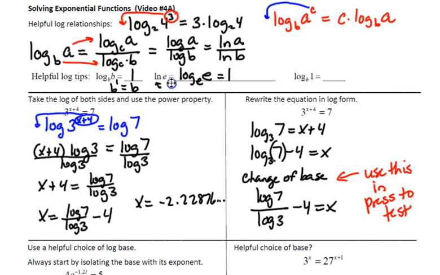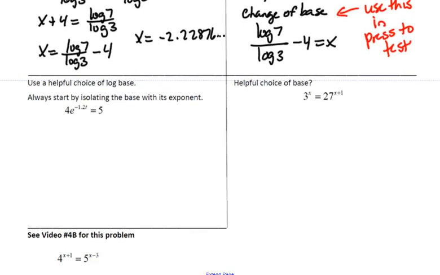So that's what we're going to want to use when we have a base e, because it's going to simplify very easily. And then just remember that log base b of 1 is 0 as long as b is not equal to 1 and b is greater than 0. So b can't be negative, b can't be 1 in a log base. And actually, I don't know how helpful that is for solving exponential equations, but I have it written down, so I'll go ahead and fill it in. Okay, so use a helpful choice of log base. So with e, you're going to use natural log.